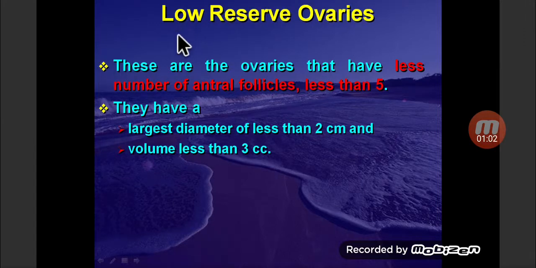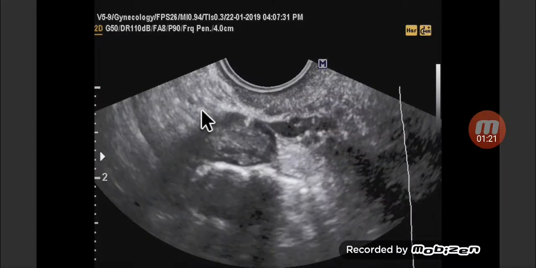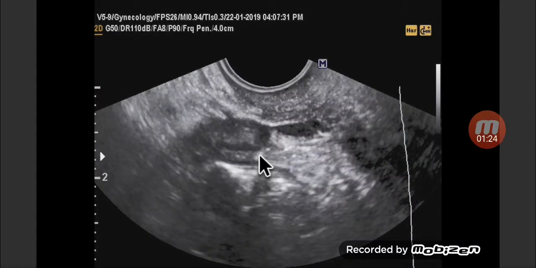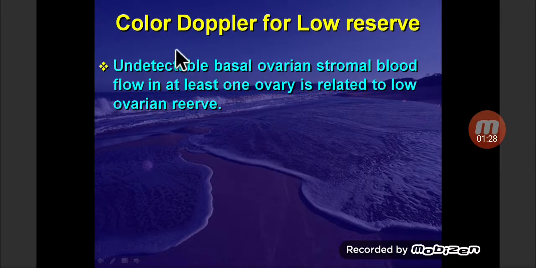When do you call them low reserve ovaries? When you're looking at fewer antral follicles, a largest diameter of less than 2 centimeters, volume less than 3 ml. Barely any antral follicles seen over there. No antral follicles seen over there. Then that was a question, undetectable basal ovarian stromal blood flow indicates low ovarian reserve.